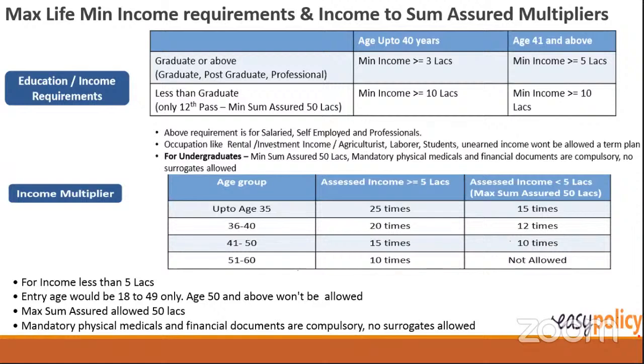Again, income multiplier. If the income is greater than or equal to 5 lakhs, then 25 times for profiles aged up to 35. And if the income is less than 5 lakhs, that income multiplier will become 15 times. So if a person has 4 lakhs of income and his age is 30, the sum assured eligibility will be 15 times only. So in that case, a sum assured of 60 lakhs can only be given.